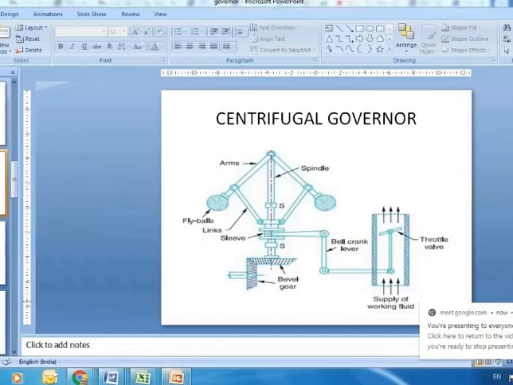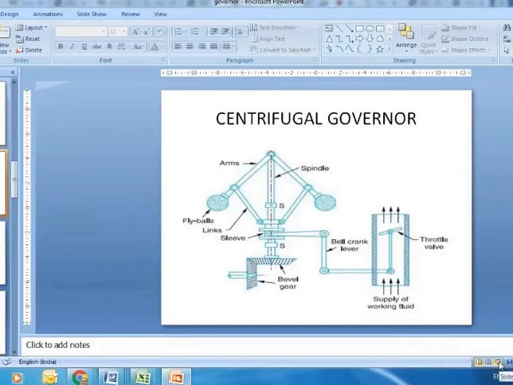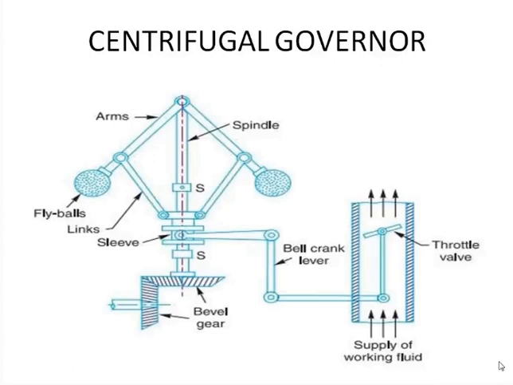The diagram shows the centrifugal governor. At the center, we have a spindle. Now, around the spindle, there is a sleeve.